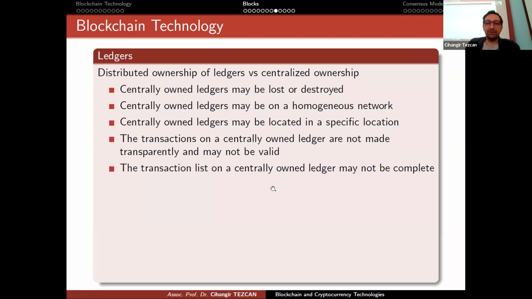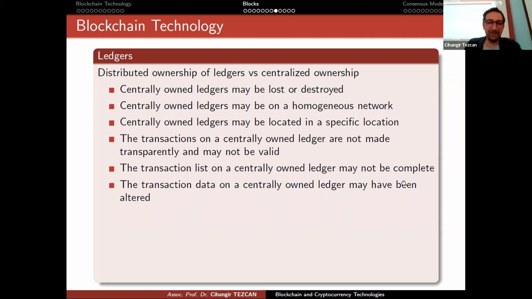The transaction list on a centrally owned ledger may not be complete. This is what I was trying to tell. Maybe you received some money. Actually, I sent some money to all of you, but if you haven't heard from your bank, maybe it is your bank's fault. Think about it in this way. Maybe I really sent some amount of money before the start of this lecture, but your bank does not tell you because you don't have the full list, right? You cannot know if you received it and they didn't tell you. Of course, I'm joking, but you have to trust the system at some point.